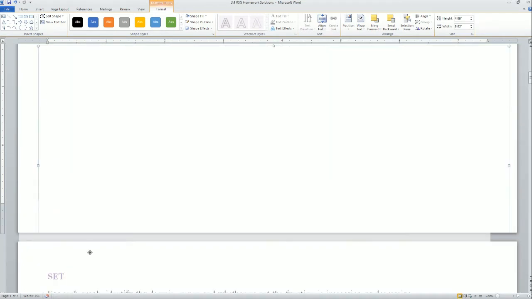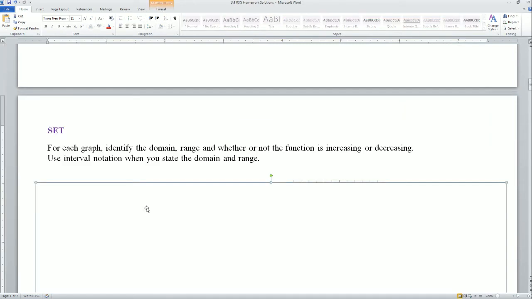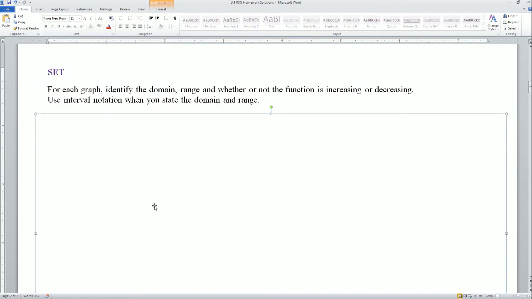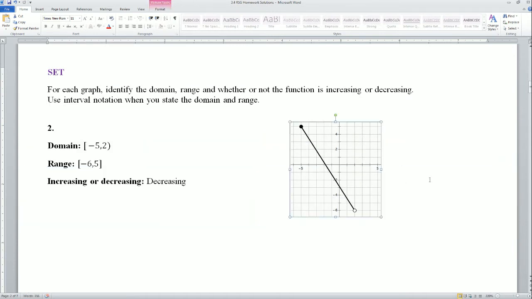Alright, so the main part of this is the function part, the set part. For each graph, identify the domain and range and whether the function is increasing or decreasing. Use interval notation when stating the domain and range. Alright, here I have the first one. I'm going to grab this image so we can work using Paint to see this a little bit further. But we already have the solutions there for you to see.